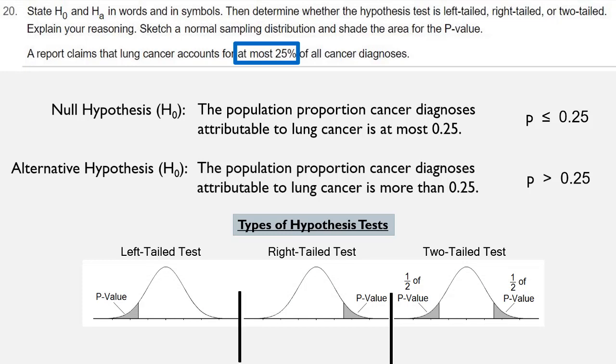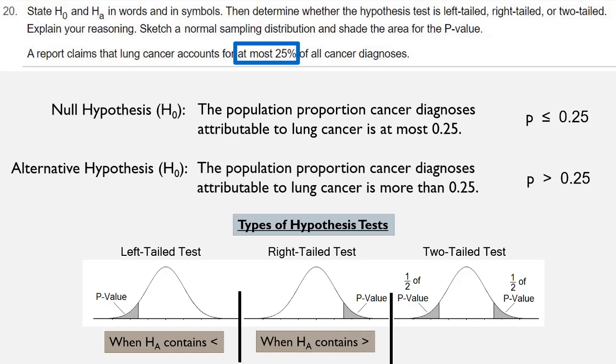A left-tailed test happens when HA has a less than symbol. Right-tailed tests happen when HA contains a greater than symbol. And two-tailed tests happen when HA contains a not equal to symbol. So because we had a greater than symbol here, this is going to be a right-tailed test. Now we're supposed to sketch a distribution and shade the area for the value of P.